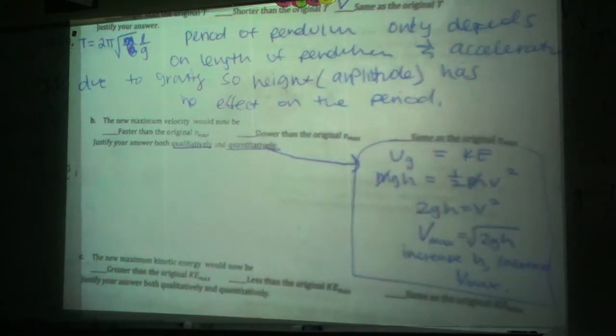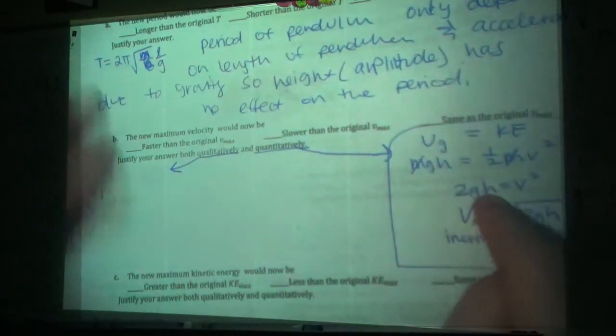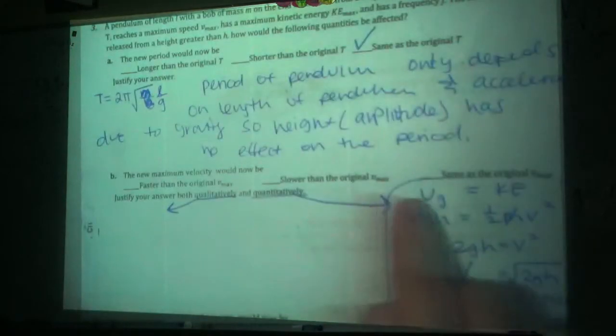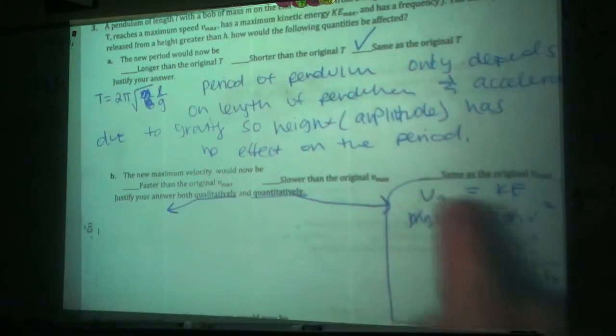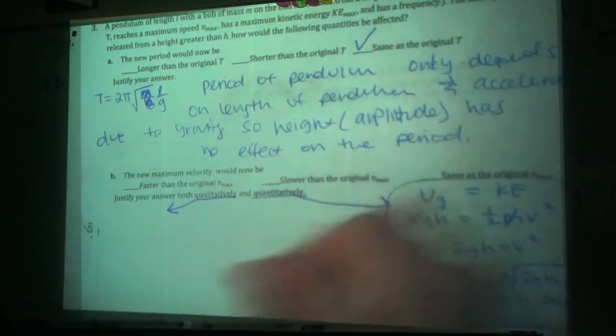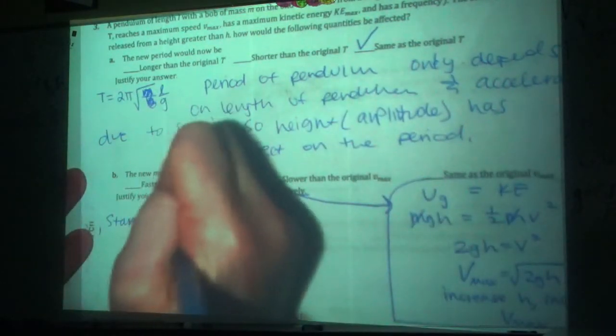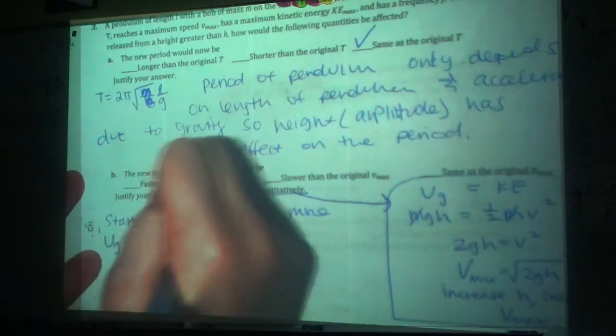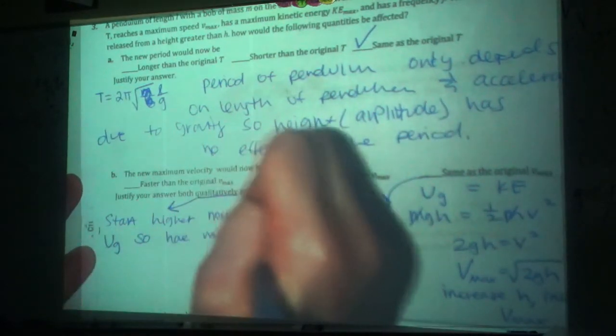Now for your qualitative explanation, this is basically explaining these relationships in words, not necessarily the math. You are now starting with a greater gravitational potential energy because you're starting higher. So if you start higher, you now have more gravitational potential energy, which means you'll have more kinetic energy at the bottom.